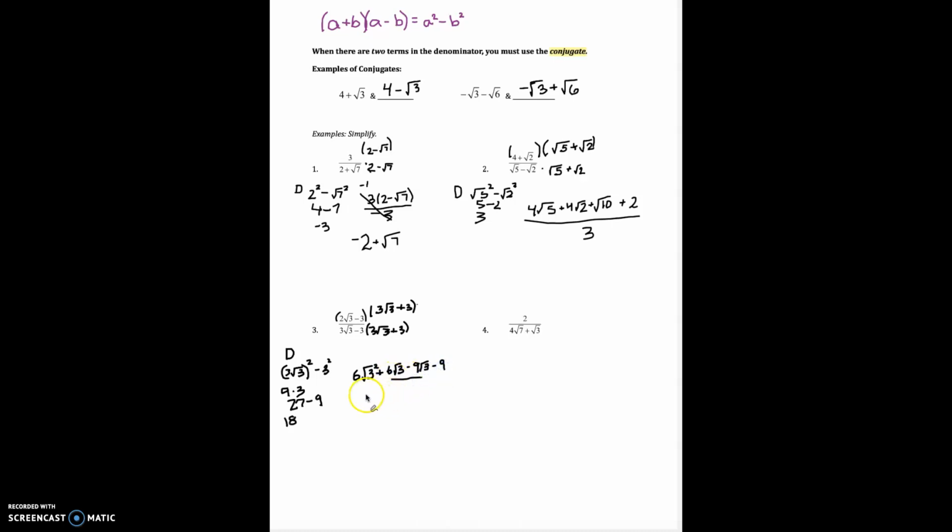These are like terms, so I'll have a negative 3 root 3. This will become 3 times 6, or 18, and 18 minus 9 is 9. Now, I notice my numerator has both a 9 and a 3 in it. I'm going to factor out the GCF of 3.